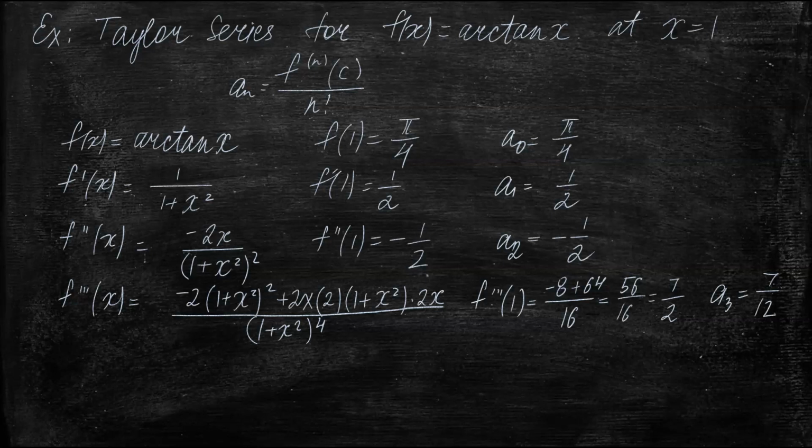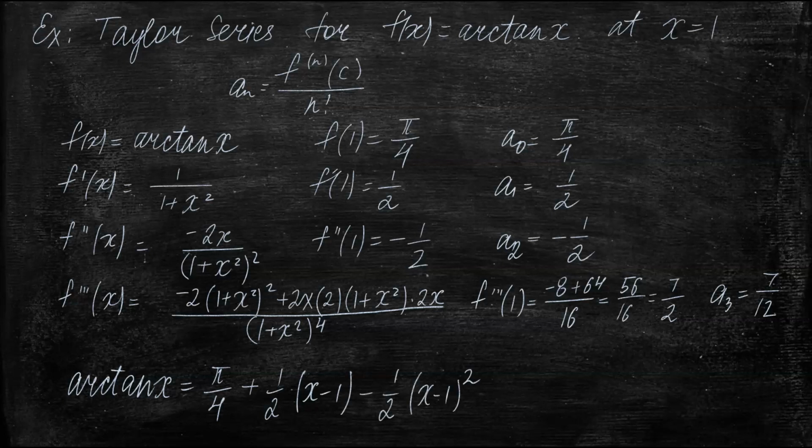And what we've learned from this is that arctan of x can be expressed as pi over 4 plus 1 half times x minus 1 minus 1 half x minus 1 squared plus 7 twelfths x minus 1 cubed, and so on. So I'm not going to try to find the actual formula here, but this is a power series representation of arctan x around x equals 1.